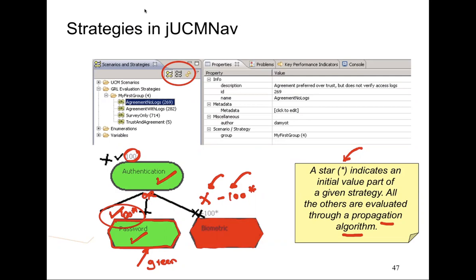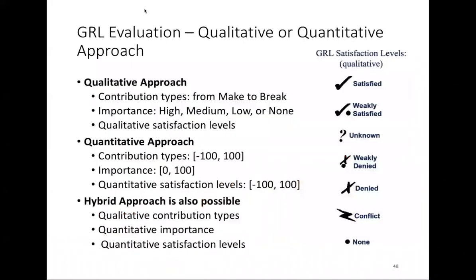Now let's see how we could evaluate a goal model in the GRL notation. It could be done either qualitatively using symbols or quantitatively using numbers. In the qualitative approach, we always look at the contribution types, which range from make to break. Or when we refer to the importance of each component, it could be symbolic: H stands for high, M for medium, L for low, or N for none.